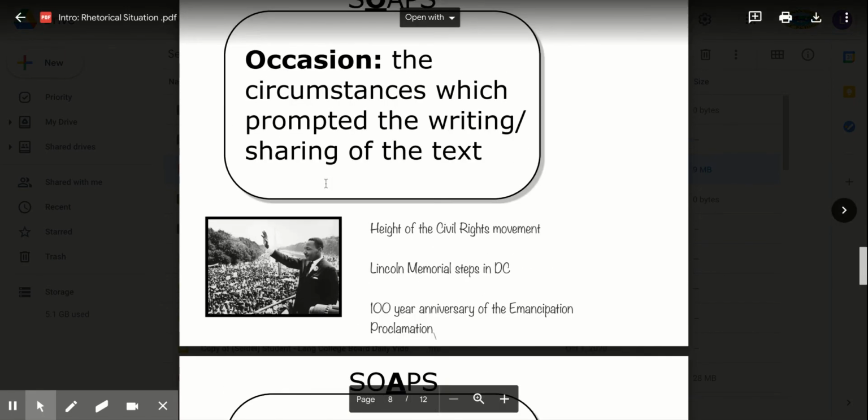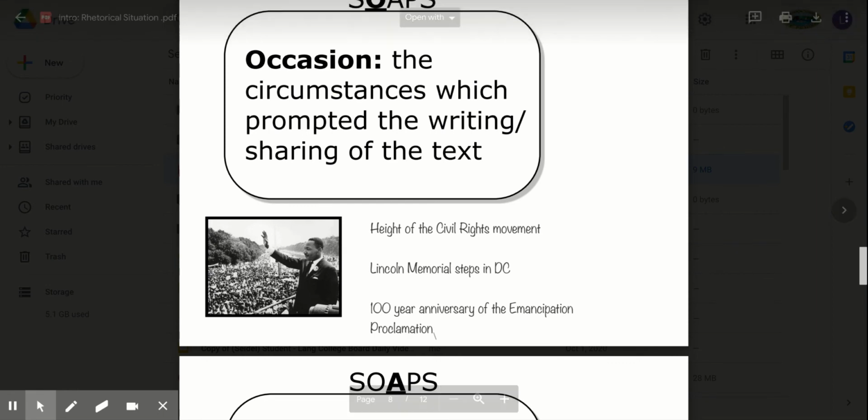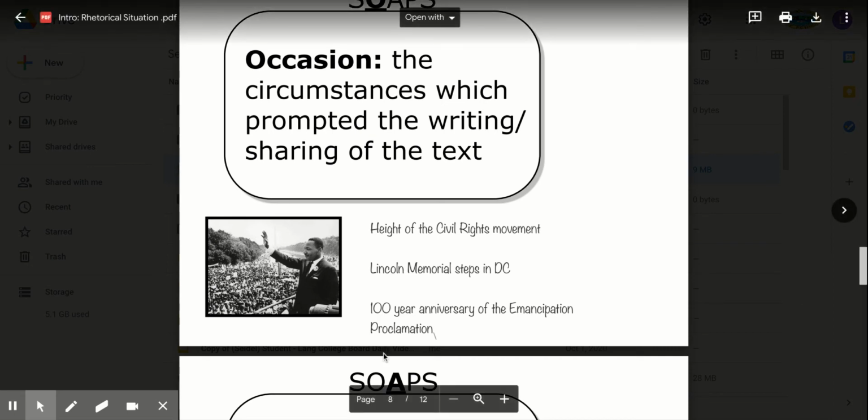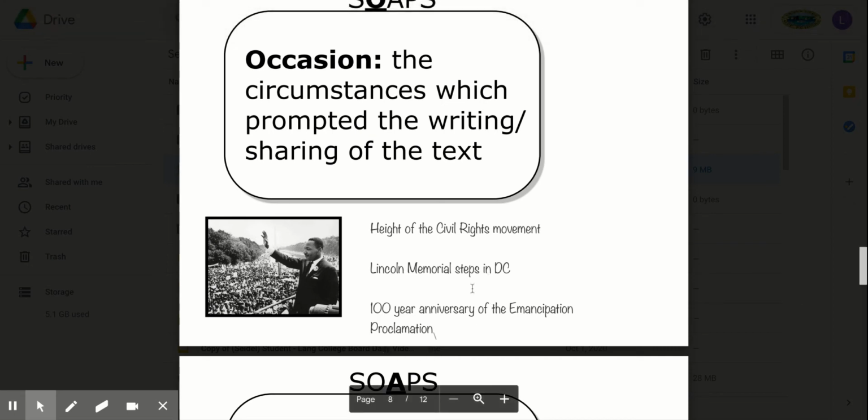O is occasion. So this is everything surrounding the text. So this might be the historical context. For MLK, it's the height of the civil rights movement. It might be literally the physical location for a speech or something. This is the Lincoln Memorial Steps. It might be something like a date, like the 100-year anniversary of the Emancipation Proclamation.